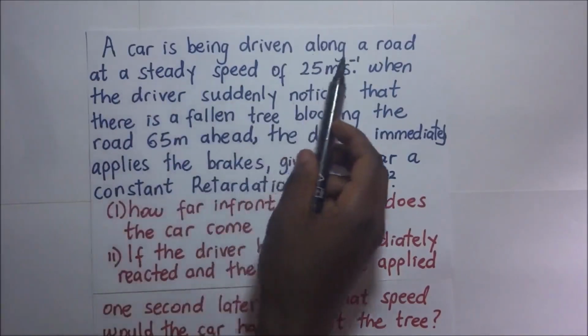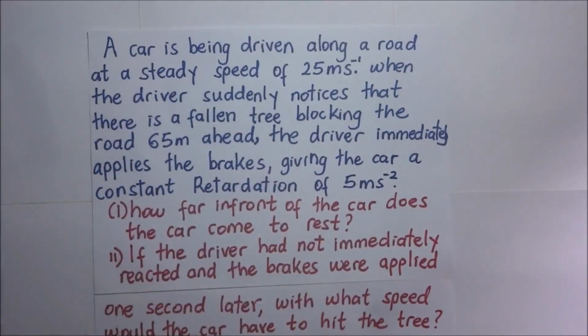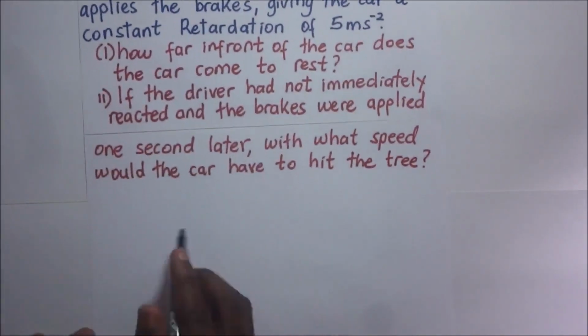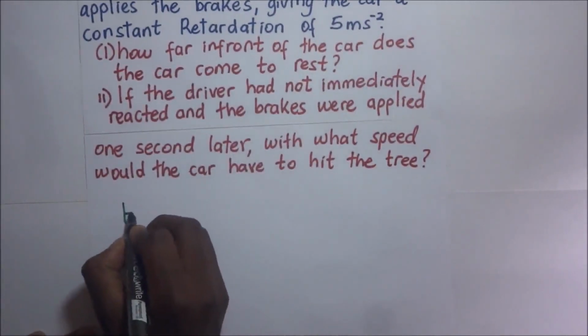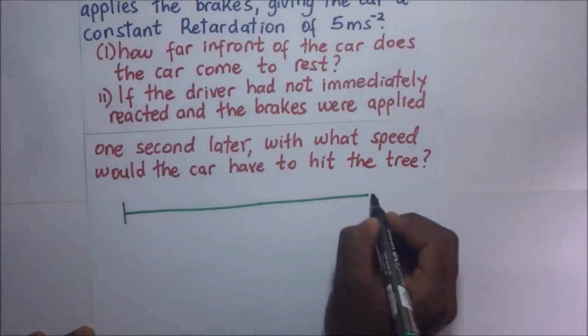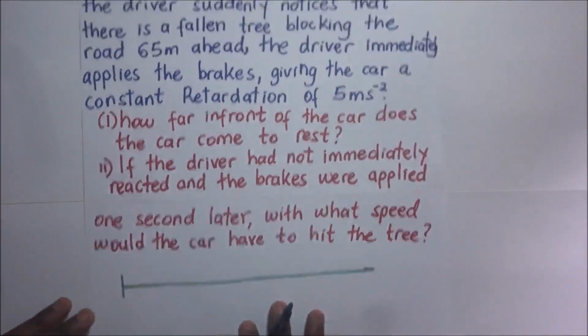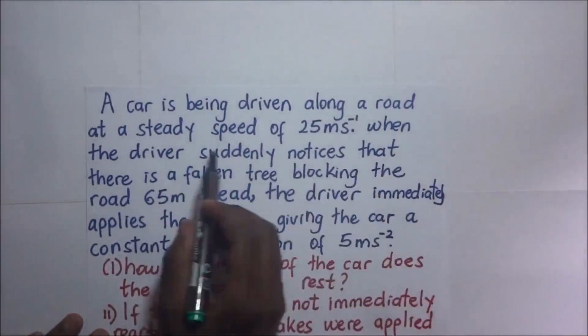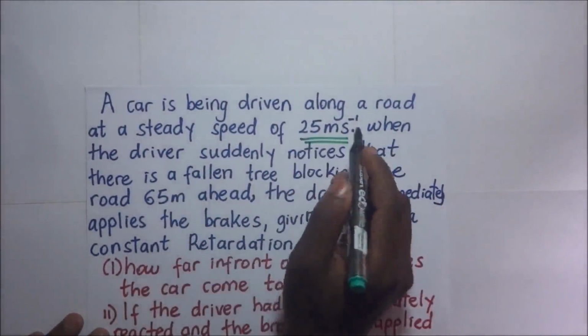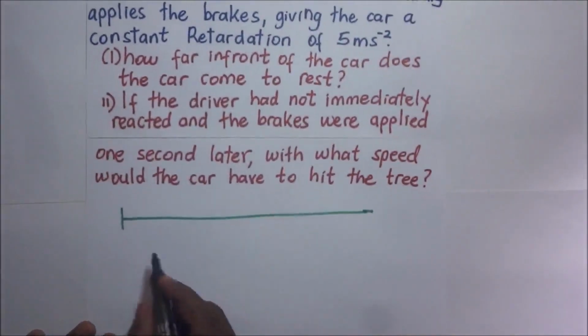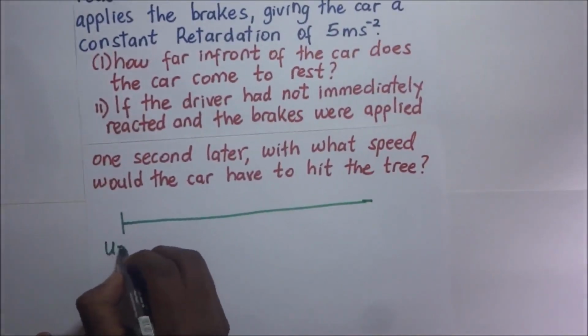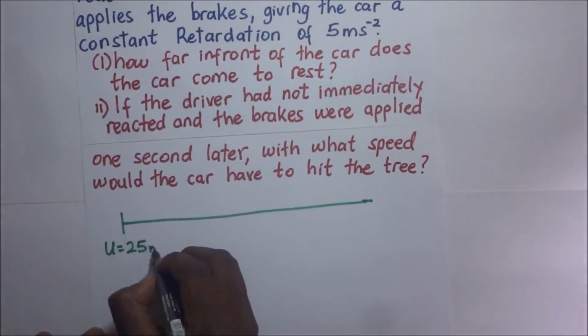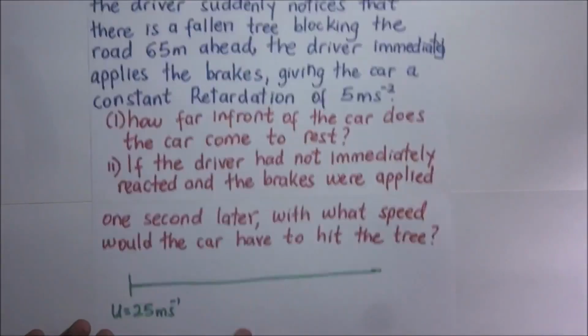A car is being driven along a road at a steady speed of 25 meters per second. So if it is starting from here, it is traveling along a straight road. It is being driven along a straight road at a steady speed of 25 meters per second. So it means that its initial speed is 25 meters per second as it's moving.